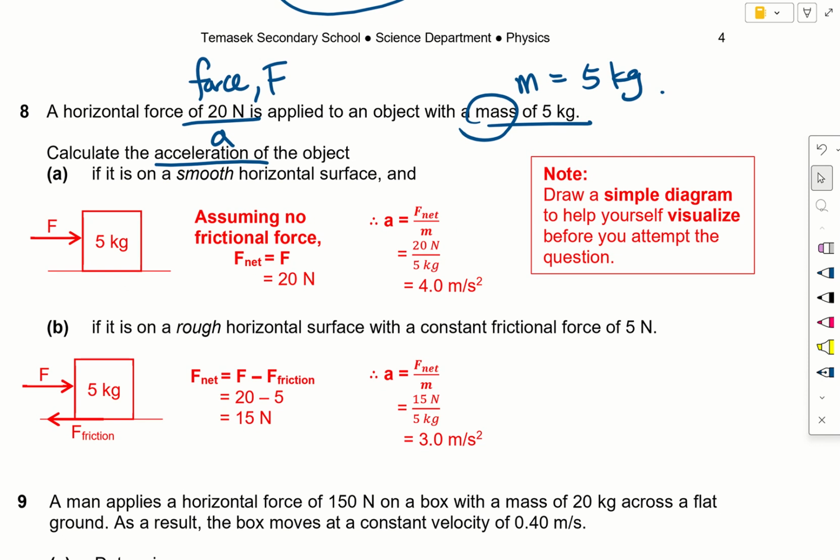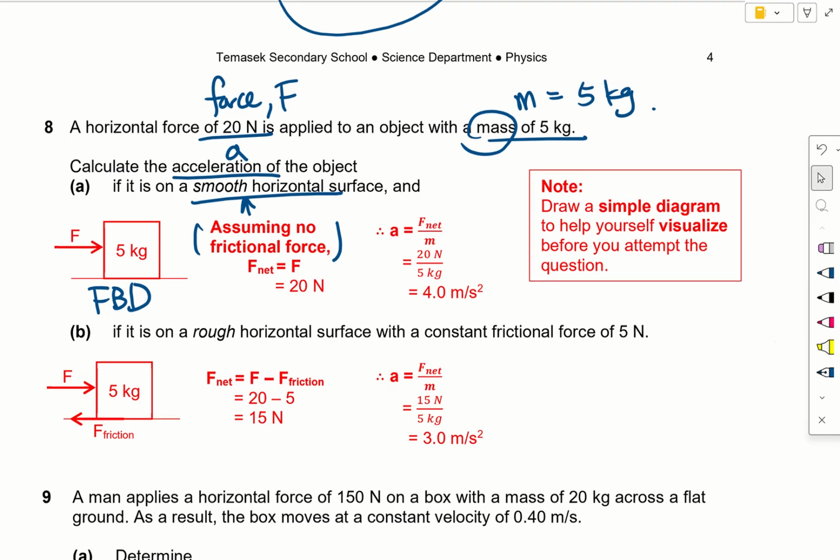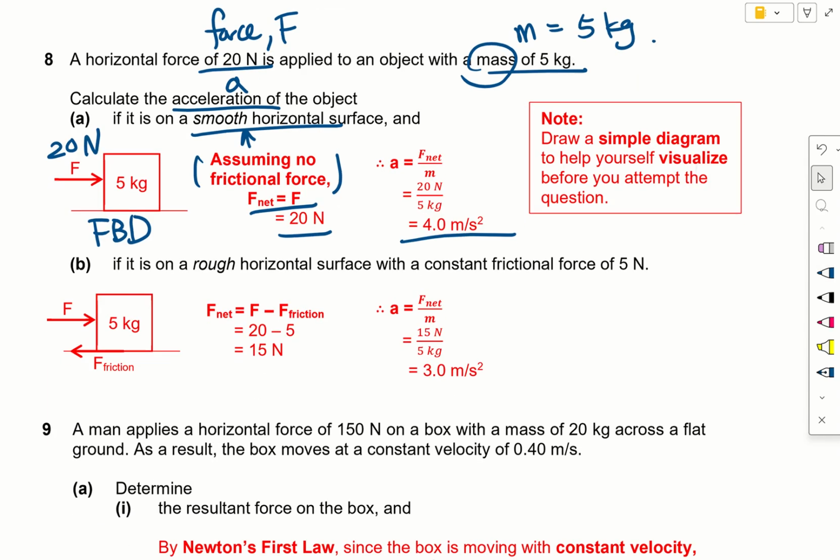Part A says if it's on a smooth horizontal surface, we can take it that there's no frictional force. We will need to draw the free body diagram. You can just use a block to denote the object with mass of 5 kg, and there's a force of 20 Newton. Since there is no other horizontal force because there's no friction, this F net is actually your F of 20 Newton. Then you apply the formula, you should get 4 meter per second square.